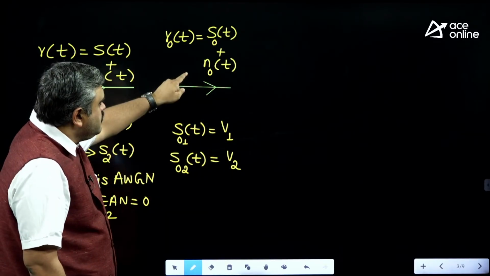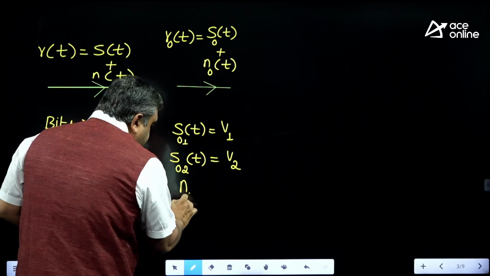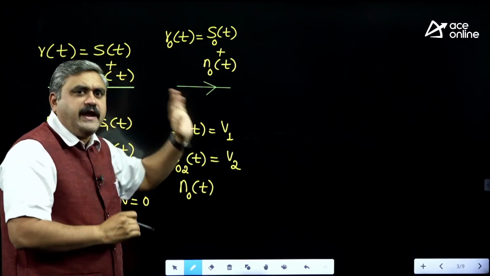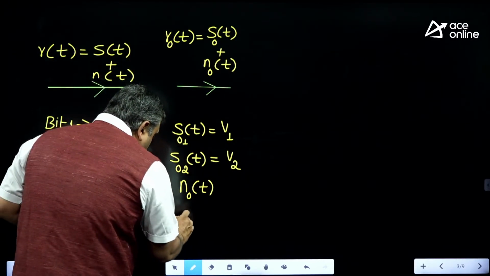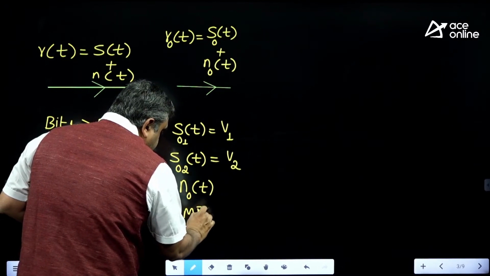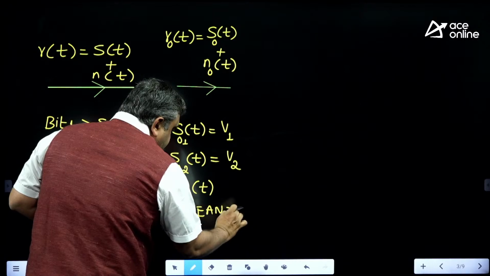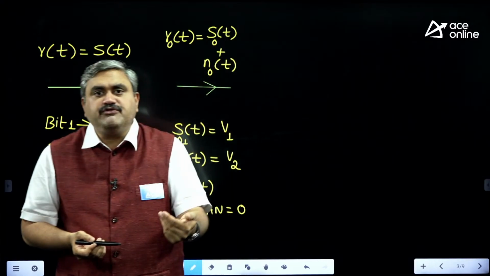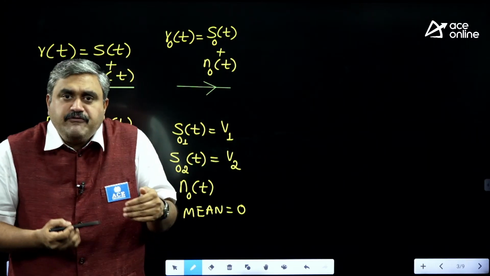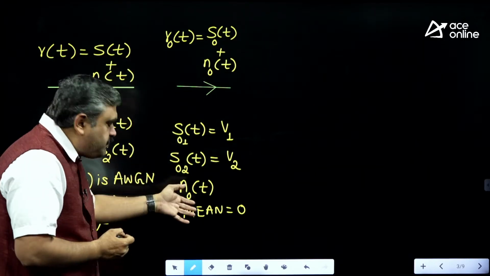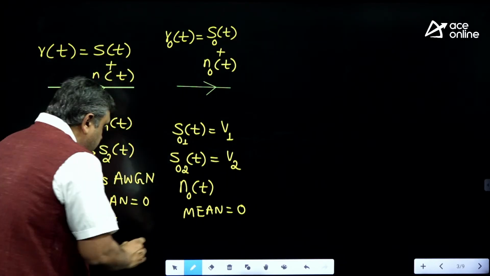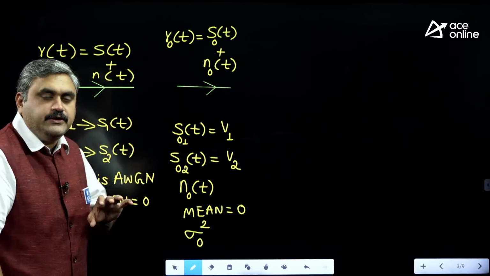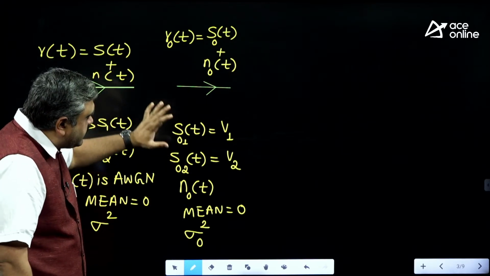Is it clear? Now your N naught of t is also a noise random process, because at the input of the system it is a random process. Here also it should be a random process. Now the value of the mean at this stage is definitely 0, because for any system, if the input mean is 0, the output mean is the input mean multiplied by the transfer function value at f equal to 0. So if the input mean of any process is 0, obviously the output mean must be 0. And the variance or power I am writing as sigma naught square. Did you get my point or not? So these are all the things that are coming at this stage.